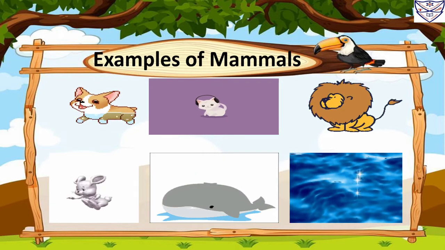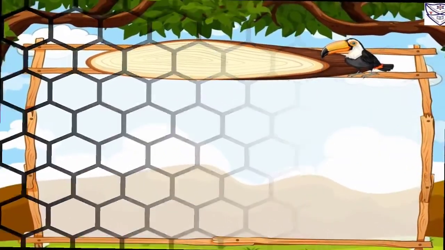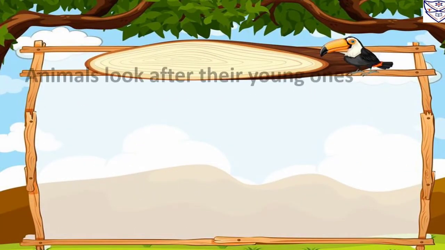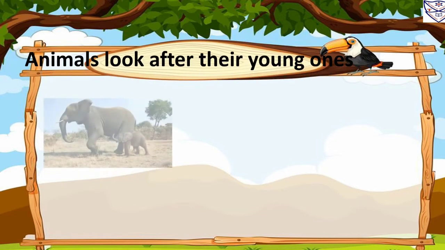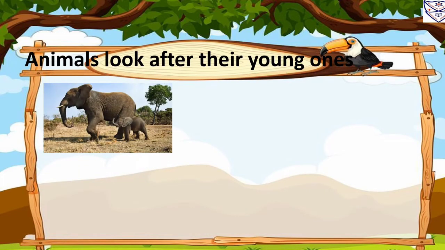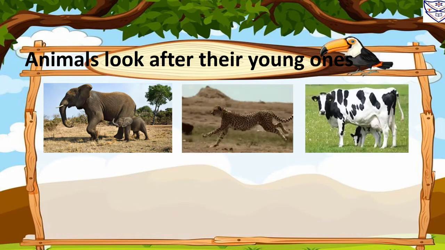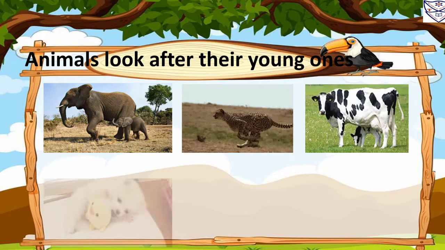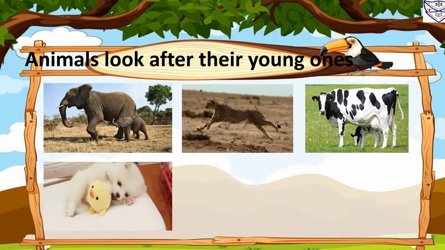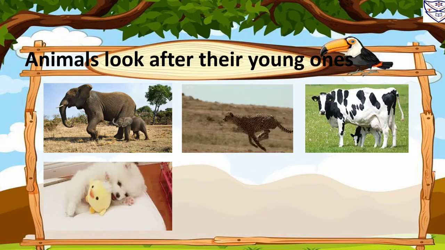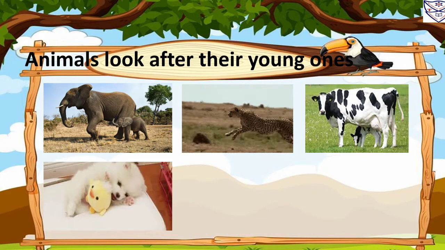As parents, all the other mammals look after their babies. Most of them build houses to protect their babies from enemies and also hunt for food. The mother feeds her babies with her own milk. She cleans them and keeps them warm.